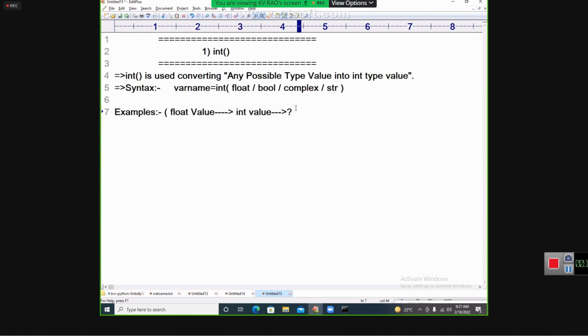You need to write it. Possible or not possible, you need to write a question mark there. Okay, now let us watch this example part here. One by one, I will discuss here.